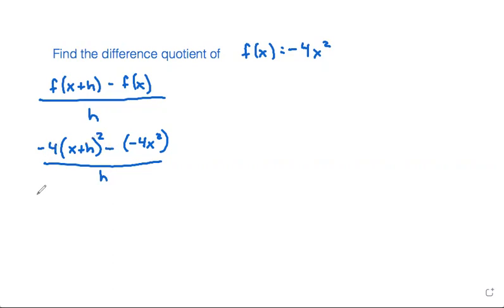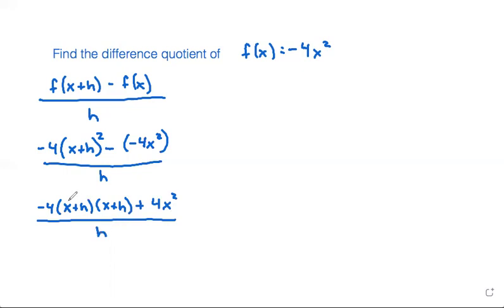So we'll start by taking the negative 4, and then if you have something squared, you can write it times another one of itself. So it would be x plus h, and then times another x plus h. Also, when we have minus a negative, we can change that to plus a positive. So it would just be plus 4x squared, and we keep the over h.